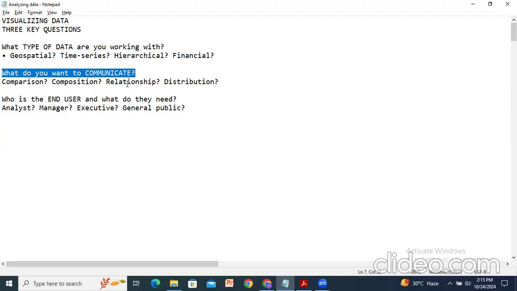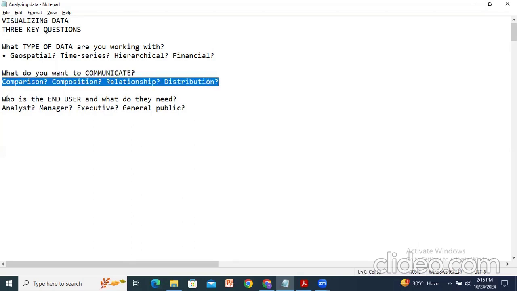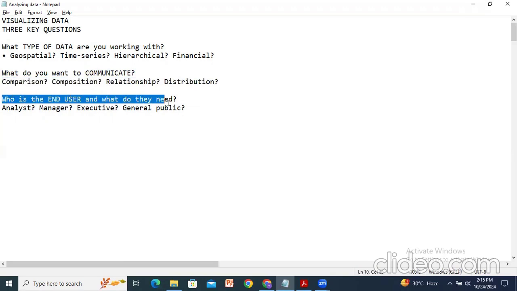And the last one is distribution, to show the frequency. For example, the number of customers in each sales range. We'll use a histogram or box plot. Okay, so this way we can decide what we want to communicate: comparison, composition, relationship, and distribution. And the third question: who is the end user, and what do they need?